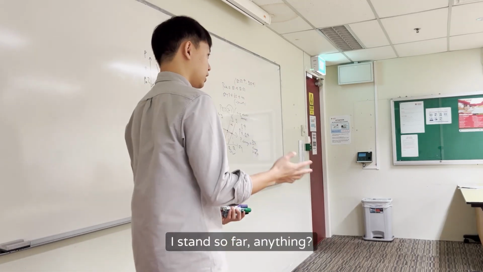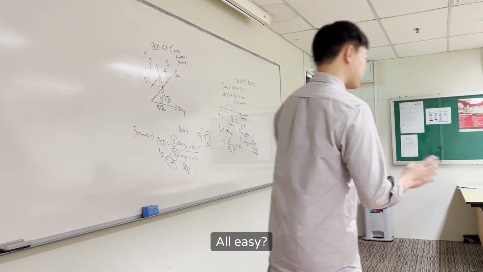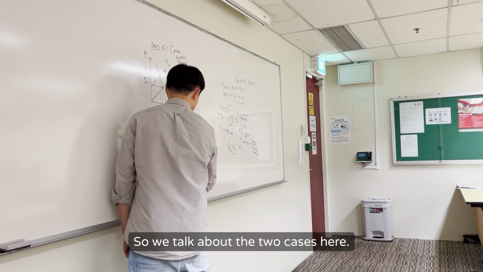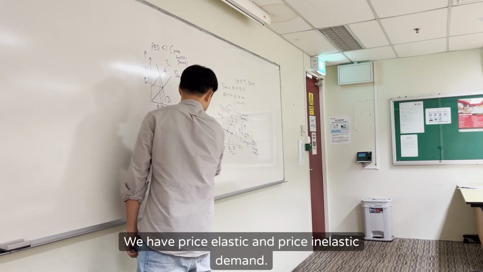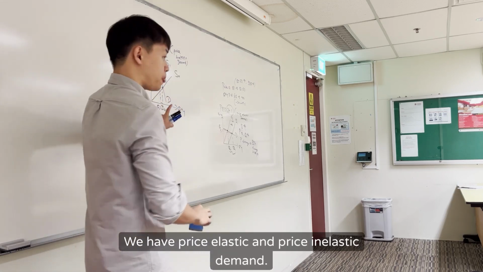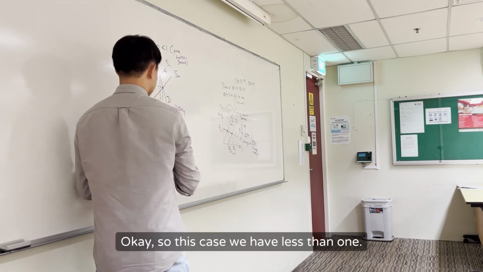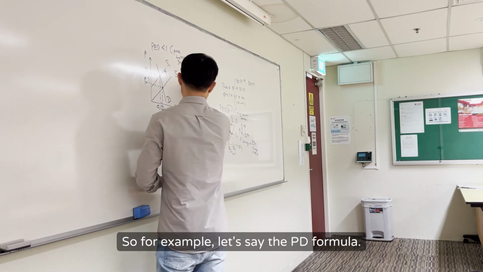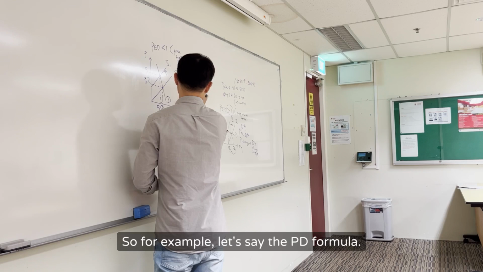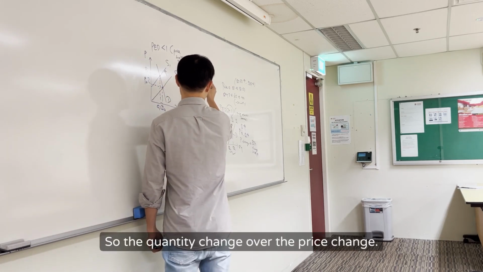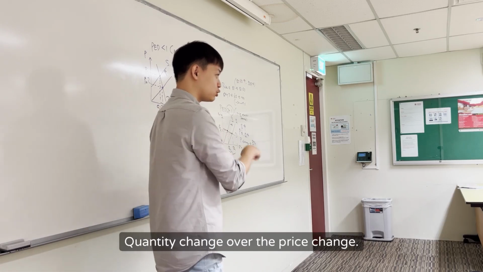Question so far? Anything? All easy? No questions? Okay, let's move on. So we talked about the 2 cases here. We have price elastic and price inelastic demand. This case we have less than 1. So for example, the PED formula. What's the formula again? The quantity change over the price change. Right? Quantity change over the price change.